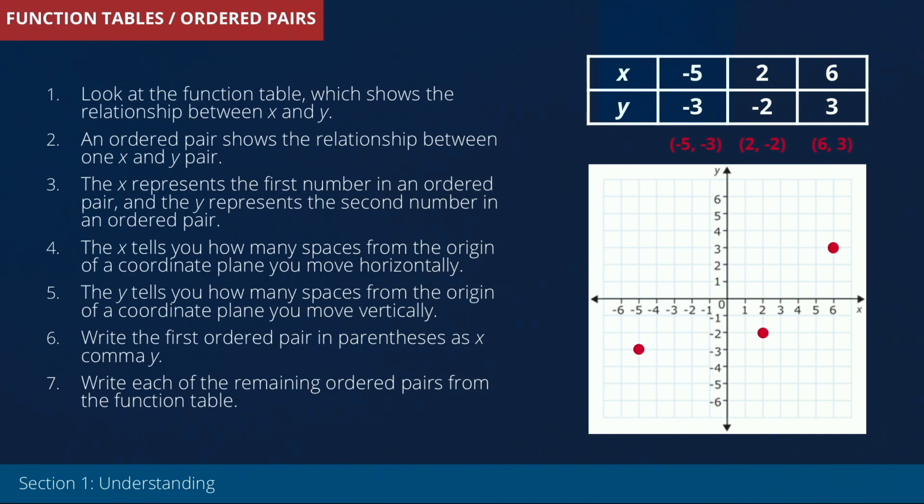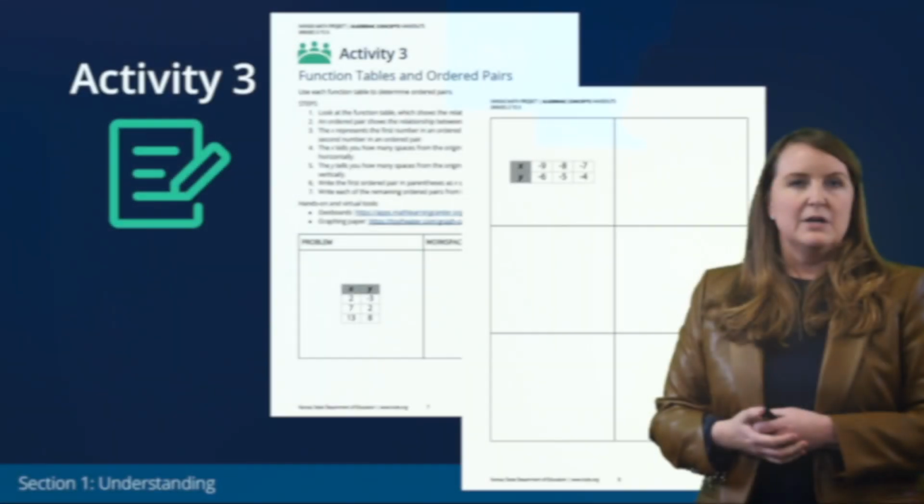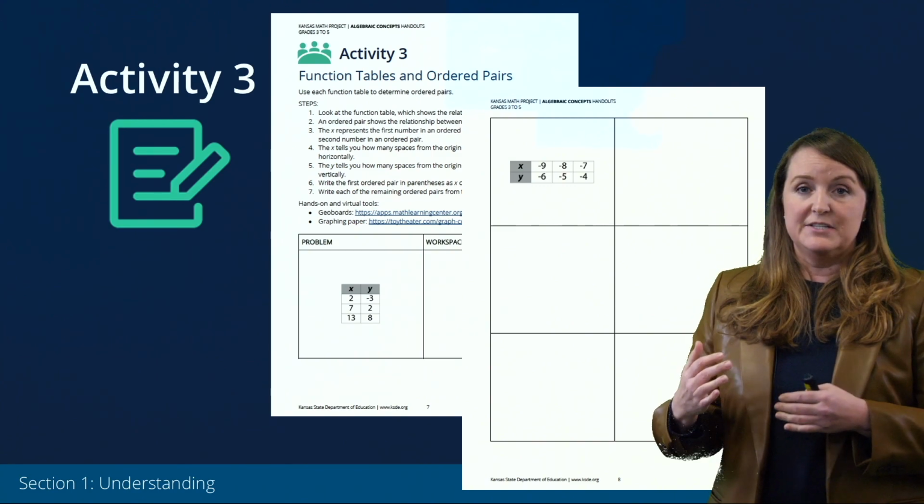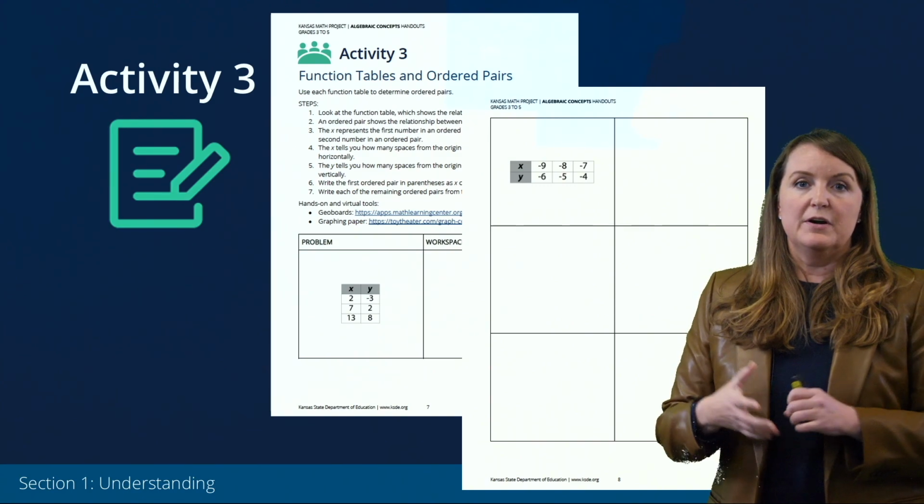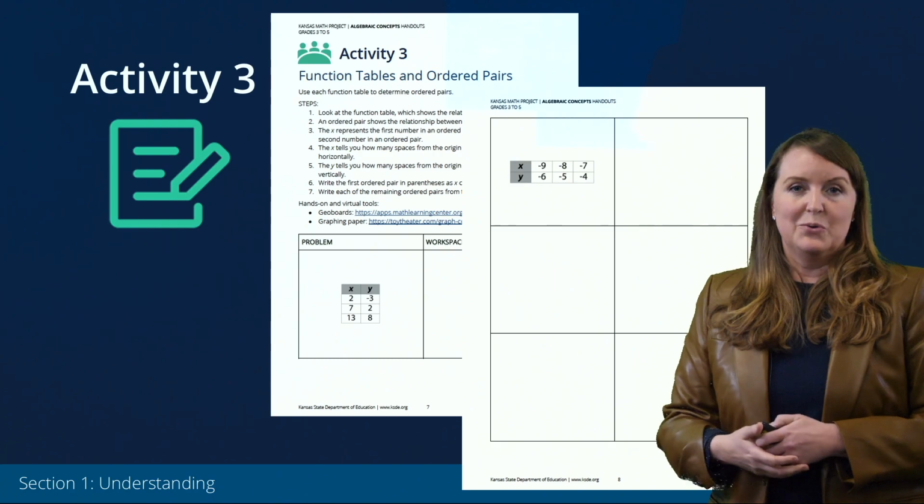So that was an example with both positive and negative integers. Your students might be ready for that, they might not. You could also do this activity with positive integers only. So now I'd like you to do activity 3, where you explore function tables and ordered pairs.